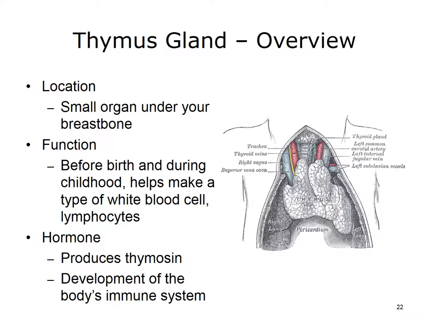In addition to the major endocrine glands, other organs have some hormonal activity as part of their function. One of these is the thymus gland. The thymus is a small organ in your upper chest, under your breastbone. Before birth and during childhood, the thymus helps the body make a type of white blood cell. These cells help protect you from infections. The thymus gland produces thymosin, a hormone that plays an important role in the development of the body's immune system.